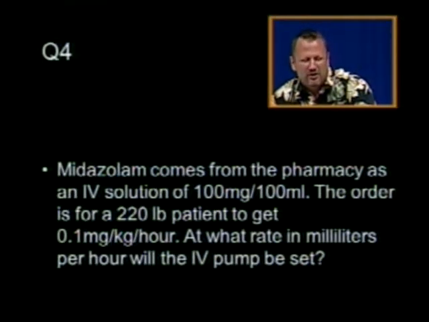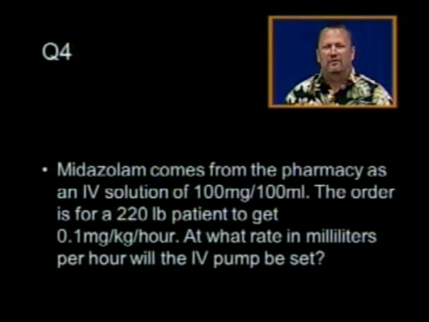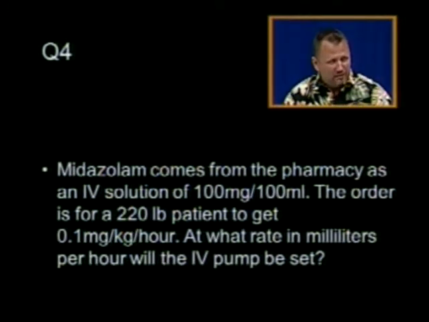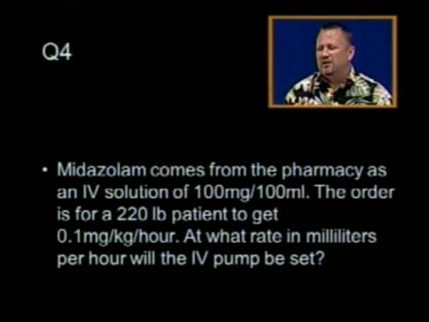Midazolam is Versed, a benzodiazepine used in anesthesia. It comes from the pharmacy as an IV solution as 100 milligrams per 100 milliliters. The order is for a 220-pound patient to get 0.1 milligrams per kilogram per hour. At what rate in milliliters per hour will the IV pump be set?